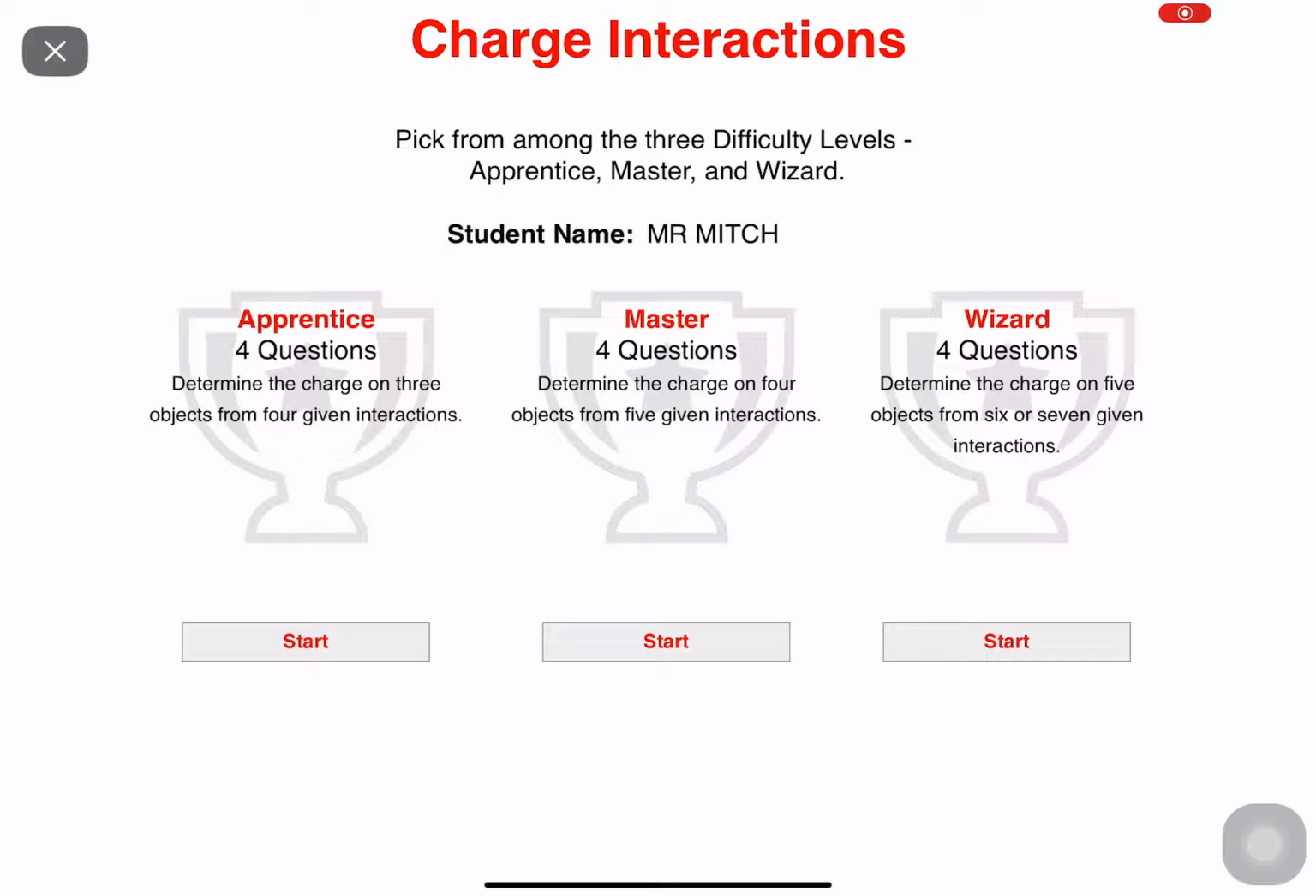Hey guys, I want to go over at least a couple of these charge interactions. Some of you are kind of having some difficulties on these, and that's fine. It's normal. These are kind of tough. So let's get right into it.